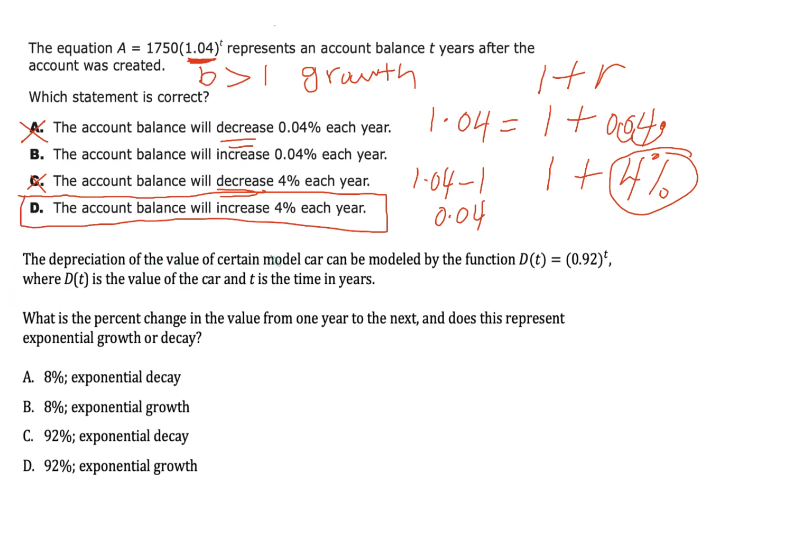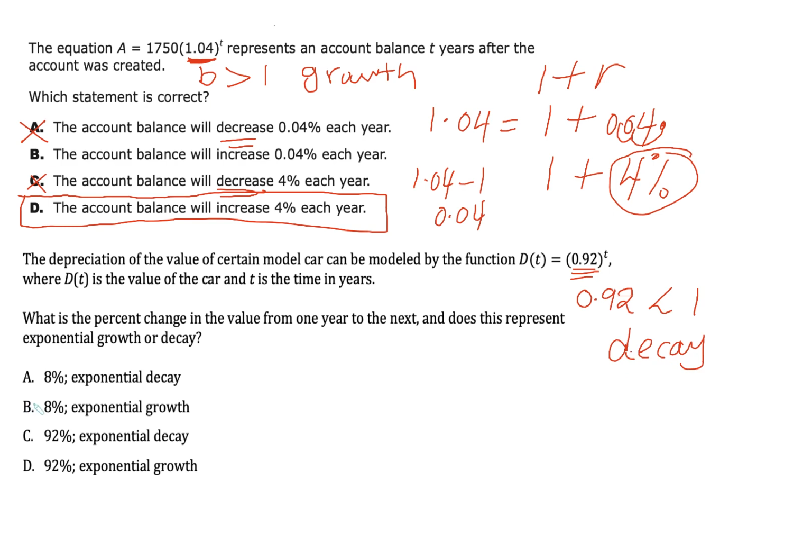The depreciation of the value of a certain model car can be modeled by the function D(t) equals 0.92 raised to the t, where D(t) is the value of the car and t is the time in years. What is the percentage change in the value from one year to the next, and does this represent exponential growth or decay? So again, focus on your base. It is 0.92, which means it's less than 1. And anything that's less than 1 is a decay.